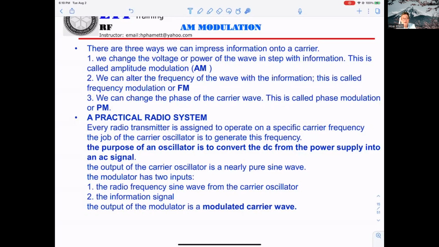So basically, you get the three basic modulations: AM, FM, and PM. AM means amplitude will be changed. FM means frequency will be changed. And the PM, the phase will be changed. Okay? A practical radio system.